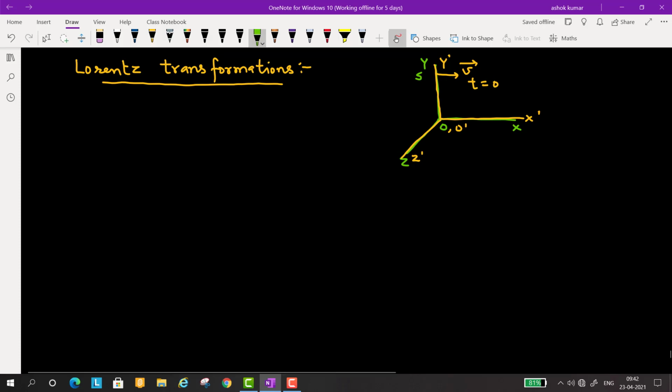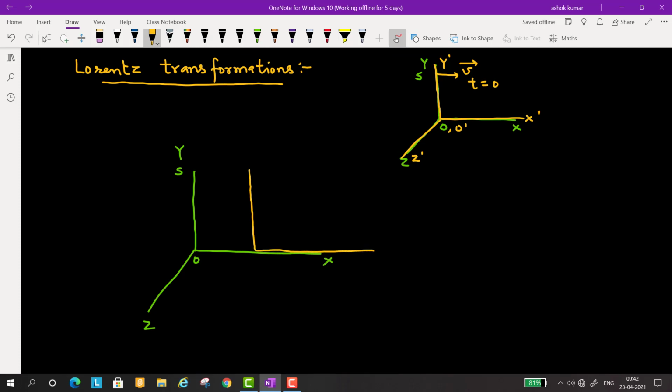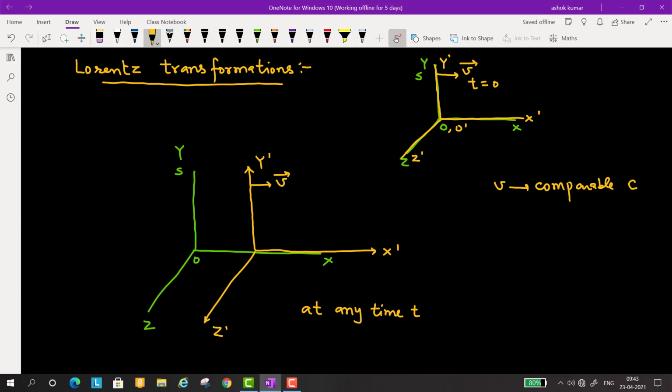So at any time, the situation will be like this. The two frames will be depicted like this. This is the first frame, this is the origin, S frame, and S dash frame. It will have moved a little bit along the positive x-axis as it is moving with velocity v. So this is the situation at any time t. Here the velocity is comparable to the speed of light. So this is the major difference between Lorentz transformation equations and Galilean transformation equations.